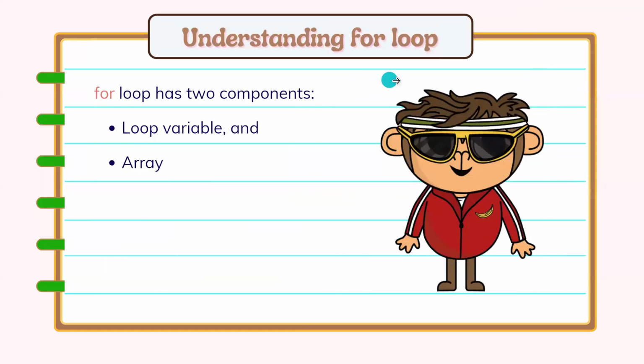Now that we understand the for loop, I'm coming to the coding. A for loop has two components, two parts. Number one is the loop variable and the array, which we have learned already, array elements. The loop variable is like a container, it will hold something.